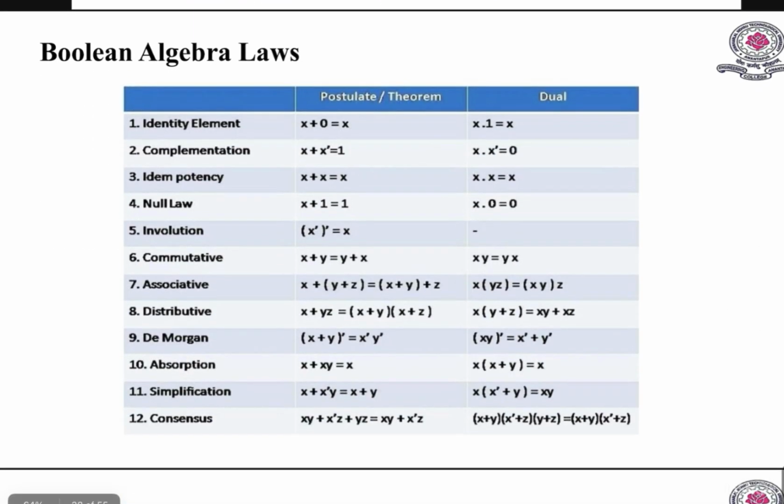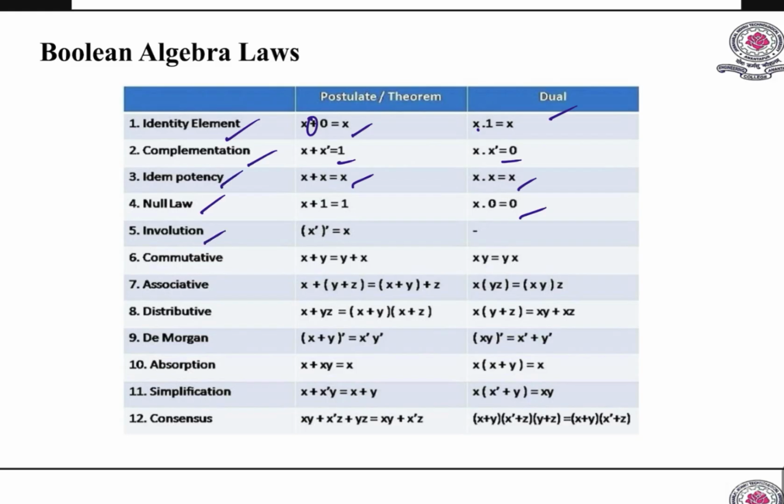And that is the summary of all the laws, postulates or theorems, and the dual of each, given here. So identity element: x + 0 is x, but the dual is x · 1 is x. Complementation: x + x bar is equal to 1, whereas in the dual the plus will be replaced with dot, so x · x bar is equal to 0. If it is 1, it will become 0. So x + x = x, x · x = x. x + 1 = 1, x · 0 = 0. That is the null law, identity law.